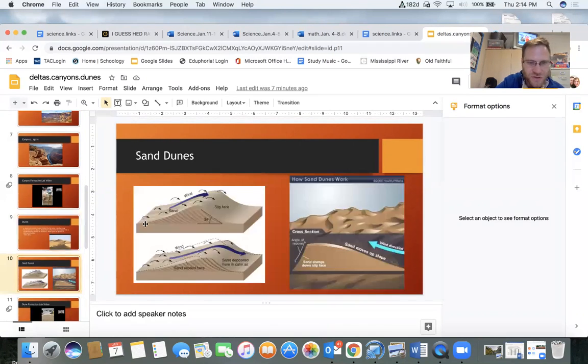So there are some pictures here showing this. See, the wind's going up, and as it's going up, it's going to start depositing sand. It'll go over, yeah, but not as much sand is going to be going that way.